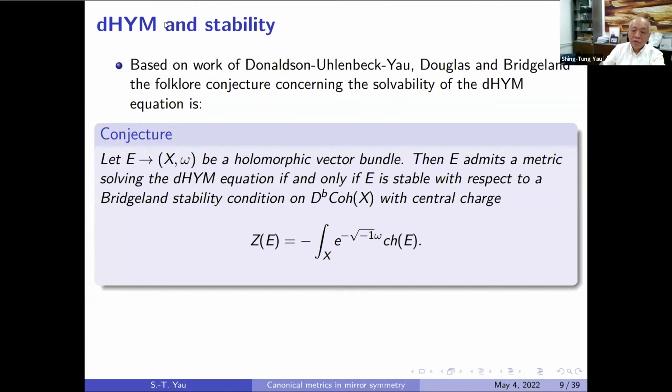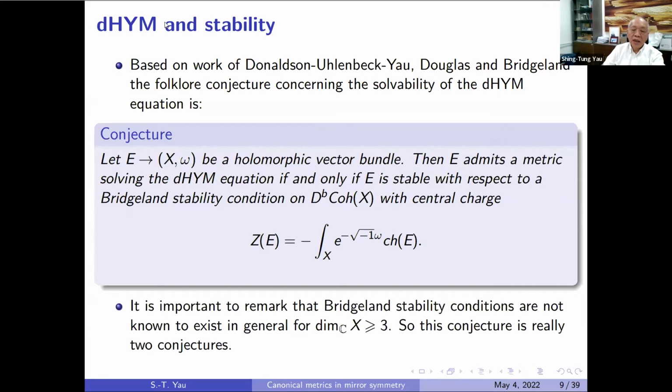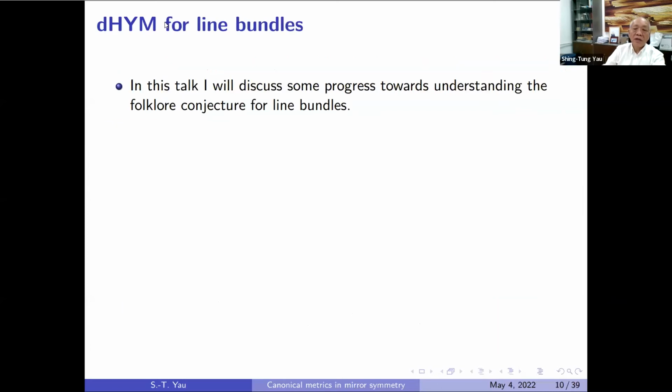Now, of course, Bridgeland stability and all this needs to be explained, because it is not even known to exist in the general case when the dimension of the manifold is bigger than or equal to 3. So there are some conjectures involved in the conjecture itself. But that's fine. At least we have a guideline and a motivation of how to proceed. So that's how the situation goes.